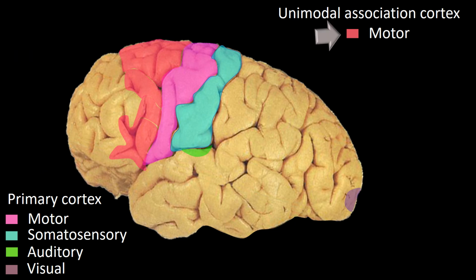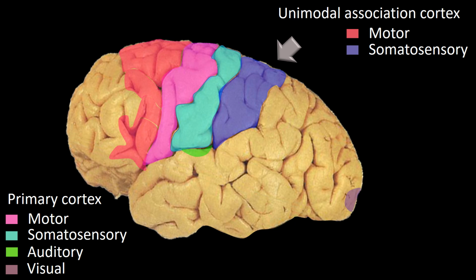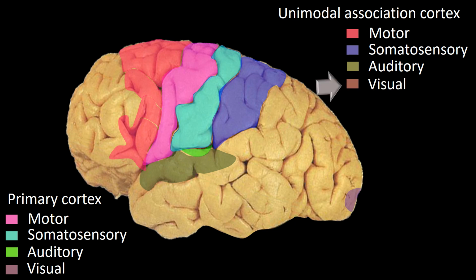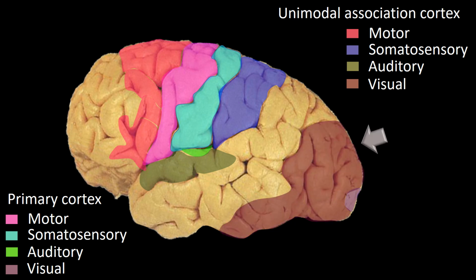In addition to the motor unimodal association area, we have the somatosensory unimodal cortex. This cortex is just behind the primary sensory cortex. The auditory unimodal association area is present in the superior temporal gyrus, and the visual unimodal association area, which occupies a significant portion of the occipital lobe and a significant portion of the temporal lobe.